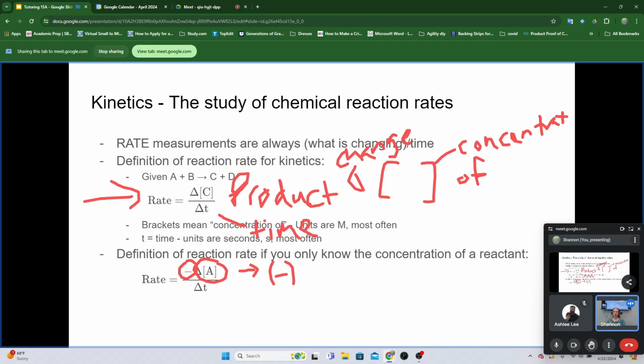If we're asking you for a rate and I've only given you a concentration of a reactant, then you have to use the second one with the A. If I'm asking you for a rate and I've given you the product, then you use the first one that has the product in it, okay? You're also given this, so just look: I've given C, so I'm going to use the C one. I'm given A, so I'm going to use the A one, okay?